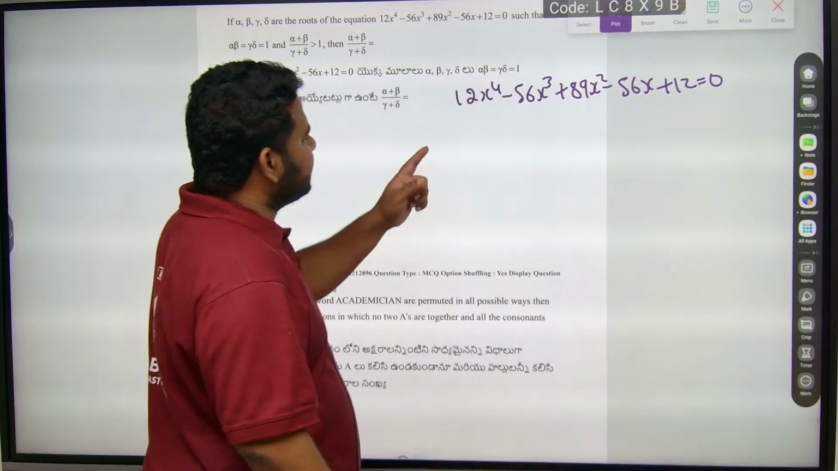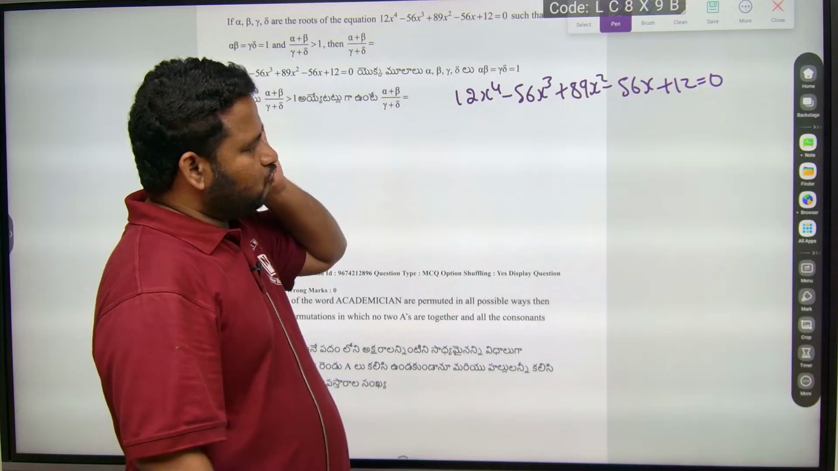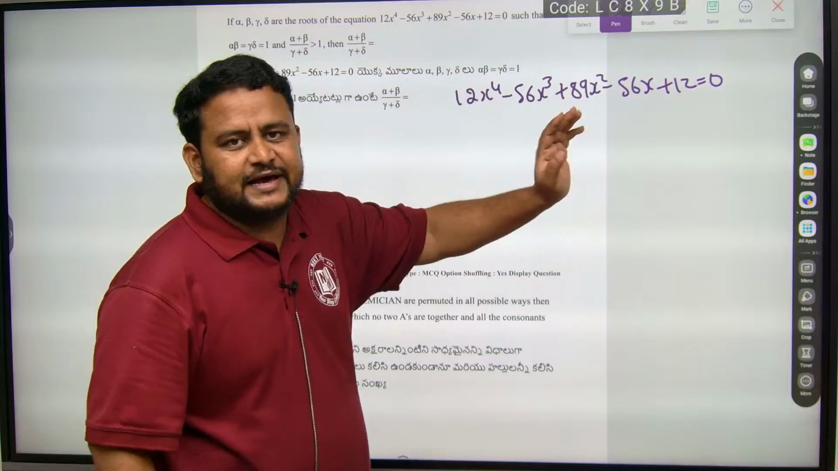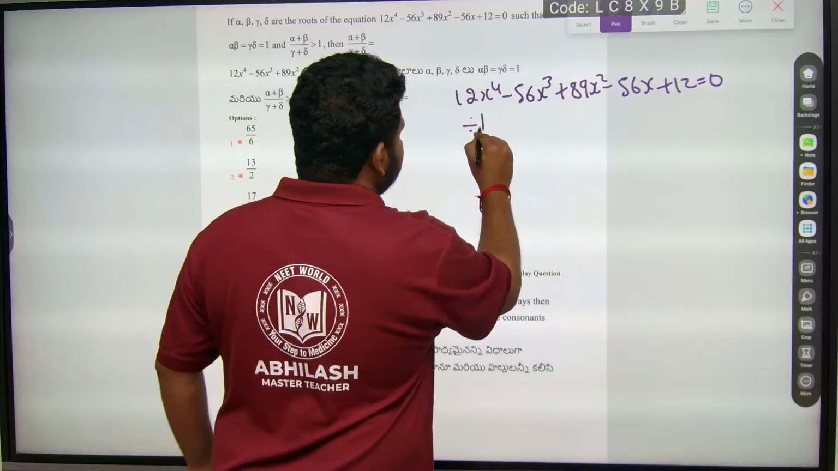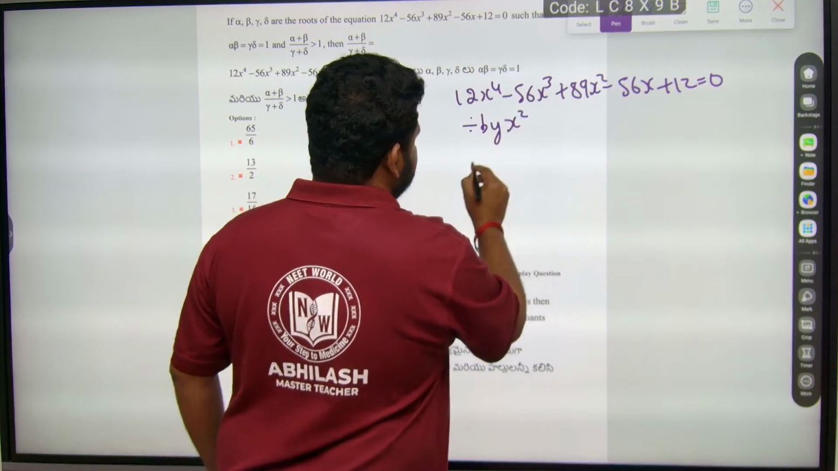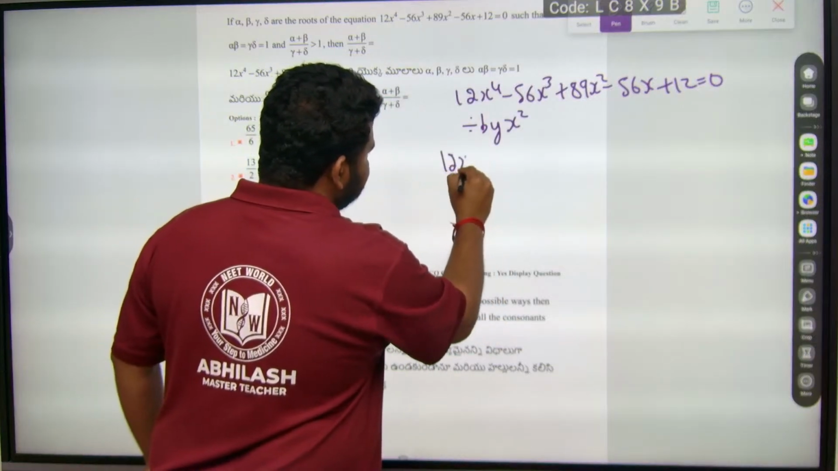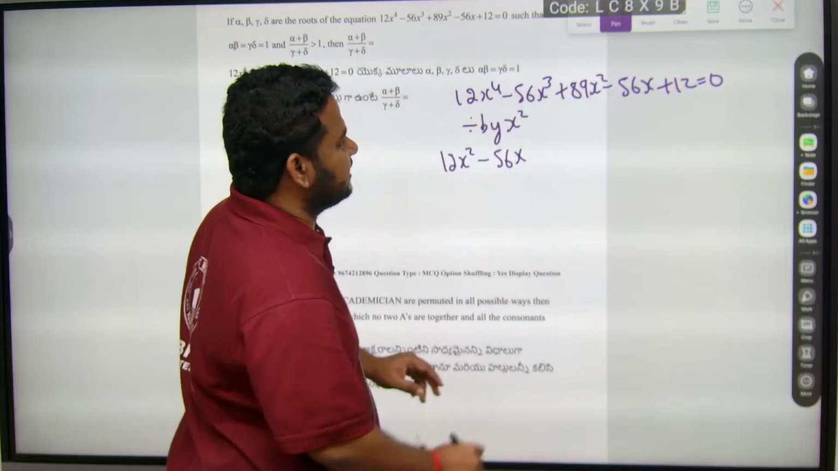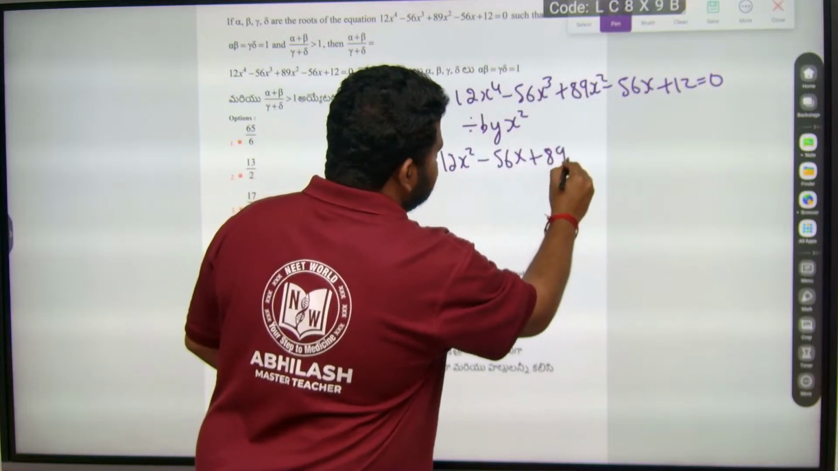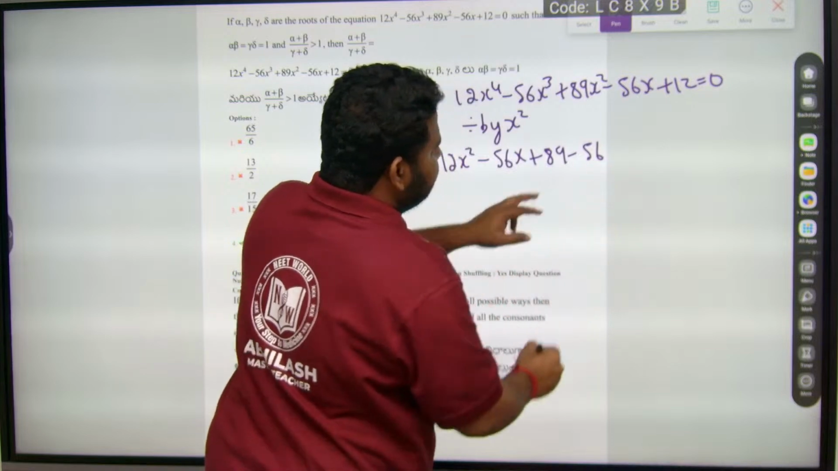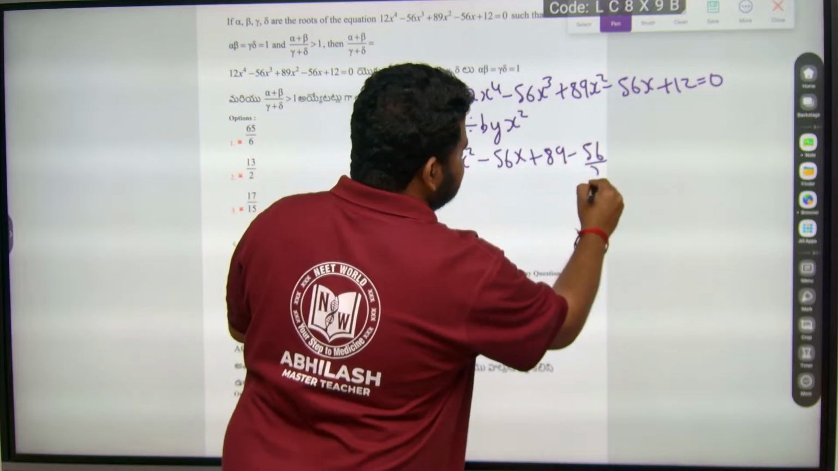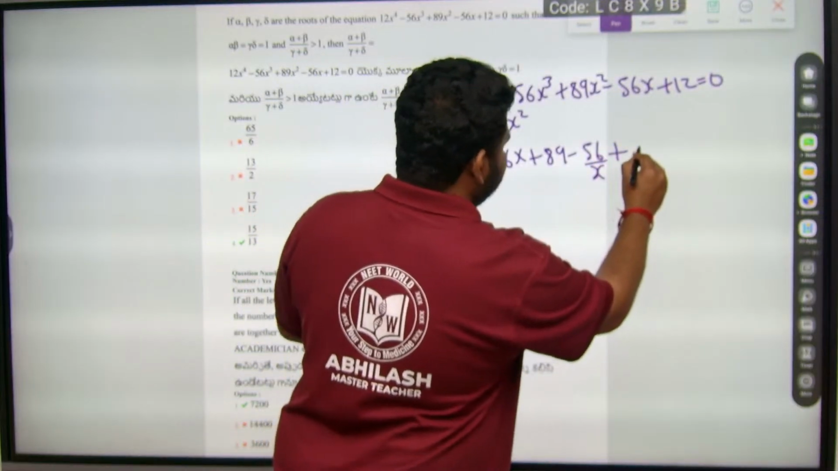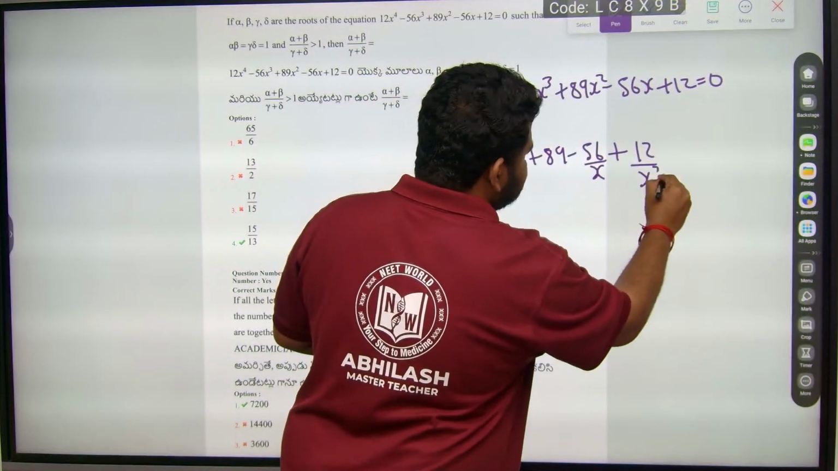So here what I can see is x to the power of 4 is there. So what I can do is my first step would be divide everything throughout by x to the power of 2, that is nothing but x square. So this will become what? This will become 12x square. This will become 56x, minus 56 by x, plus 89. And this will become 12 by x square. This is equal to 0.